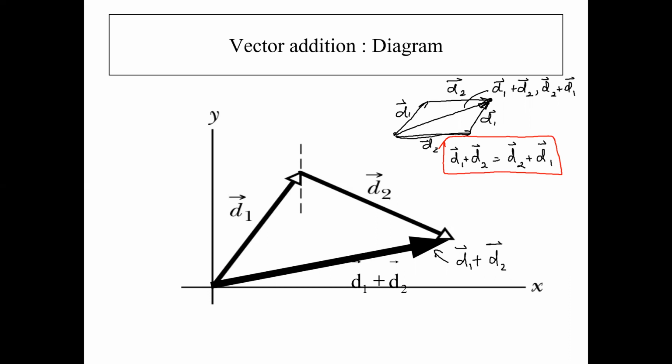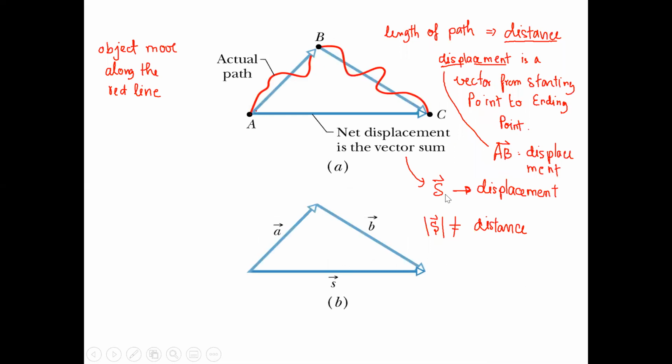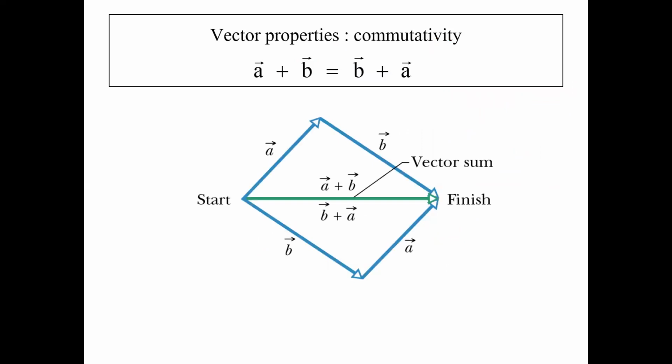And by this, we immediately see that addition has the commutative property, meaning that d1 plus d2 equals d2 plus d1. You can switch one for the other. Okay, so it has commutativity.